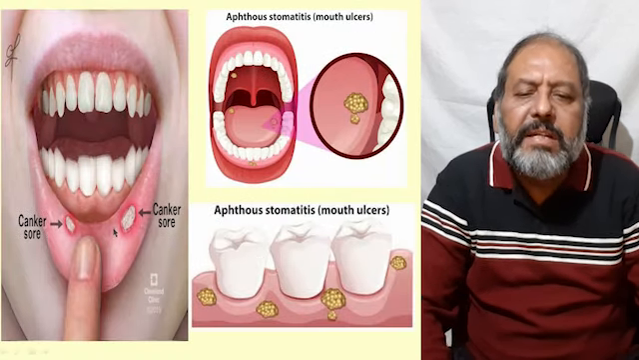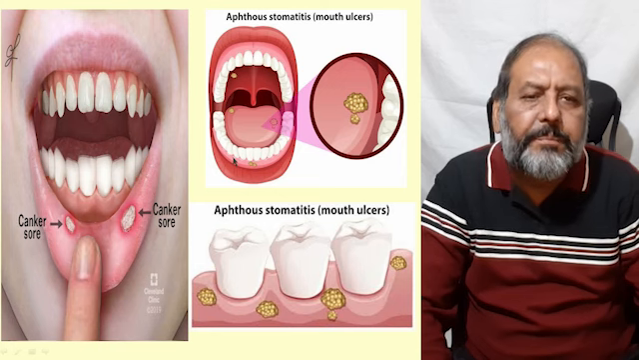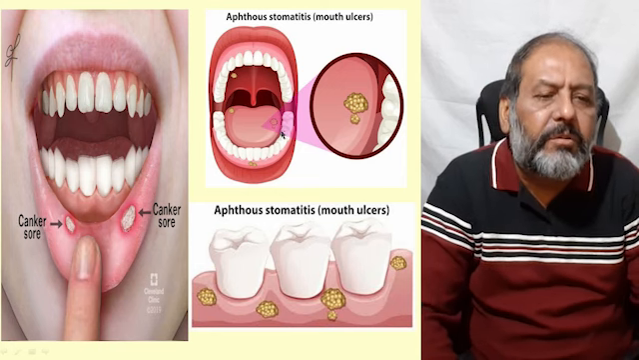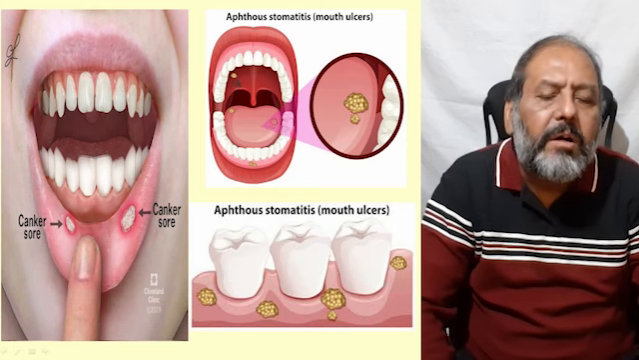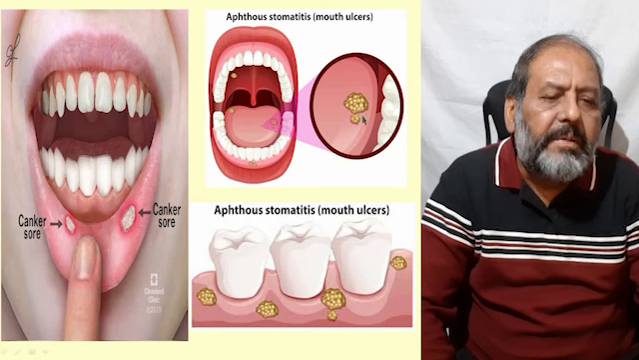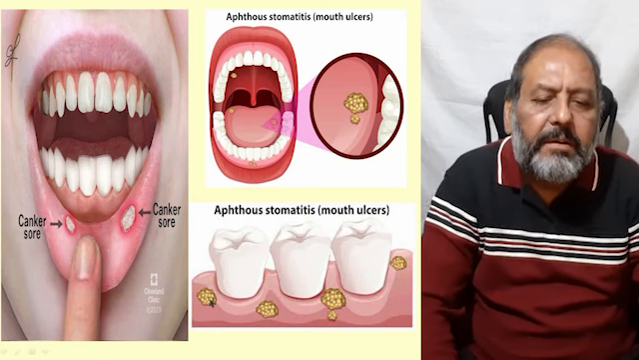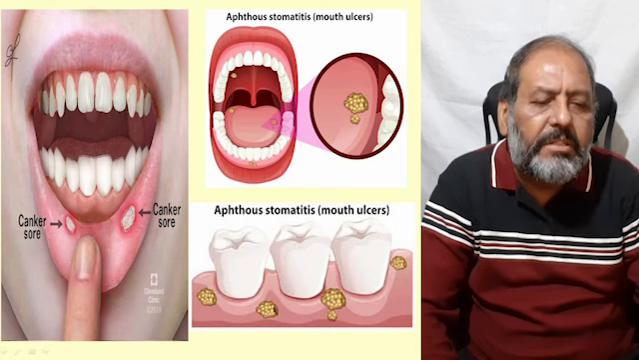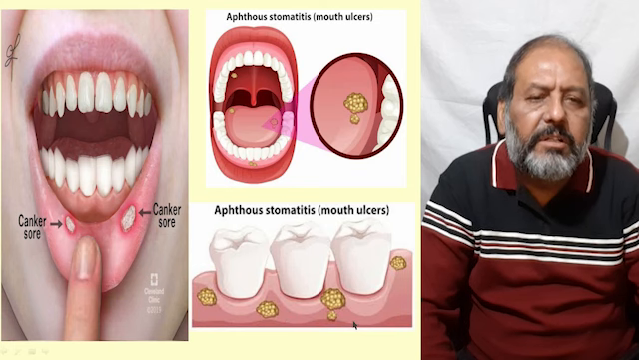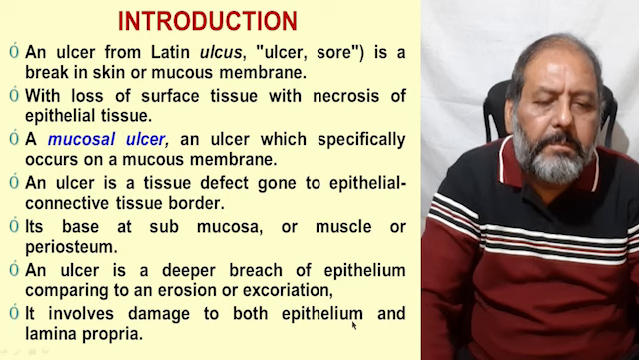Here one can see a canker sore, usually seen on the sides of the lower lips. Then stomatitis, or mouth ulcer, can be seen on the tongue, the soft palate and other parts of the mucosa. After that, mouth ulcers are present on the gums near the teeth. So these are all the mouth ulcers seen at various sites inside the mouth.